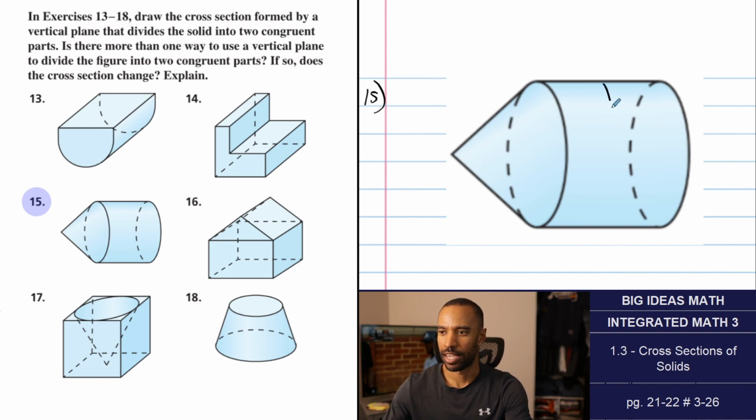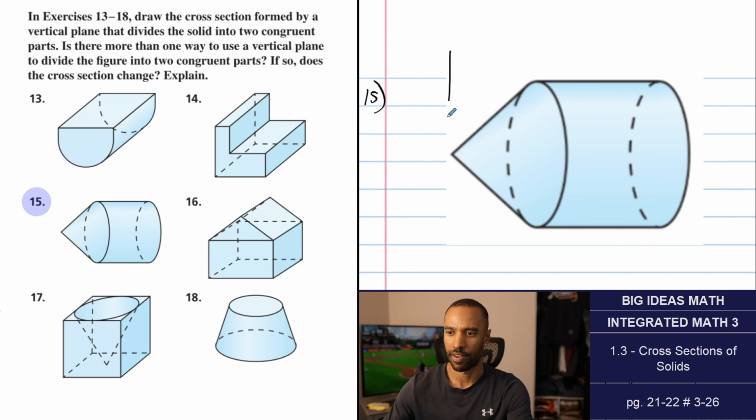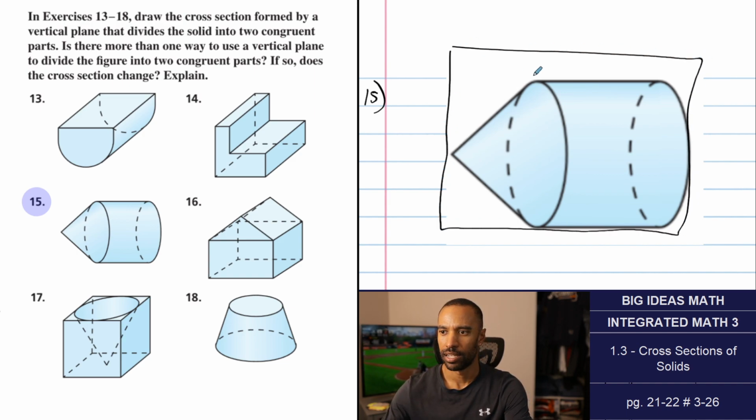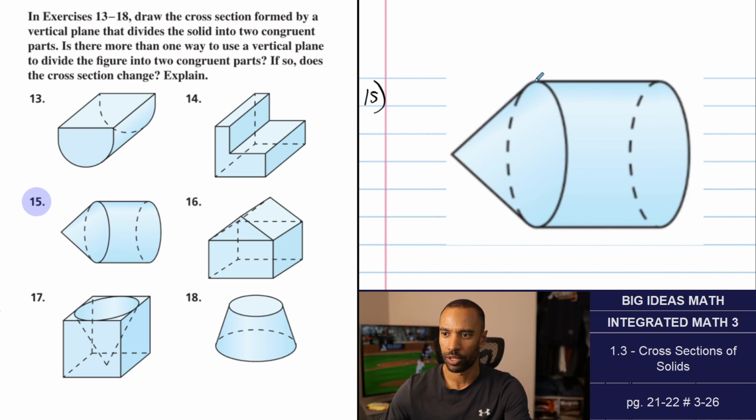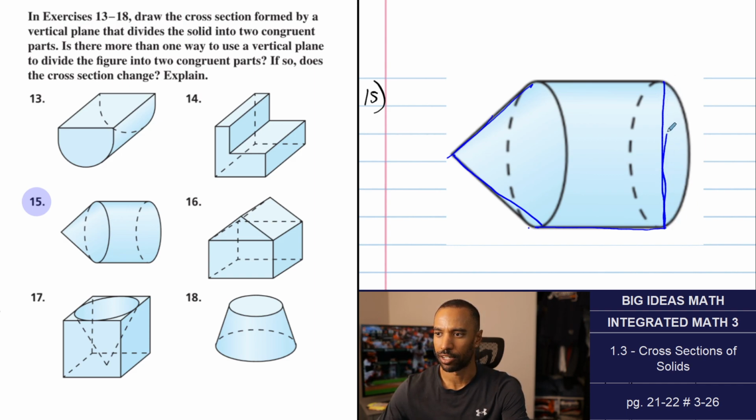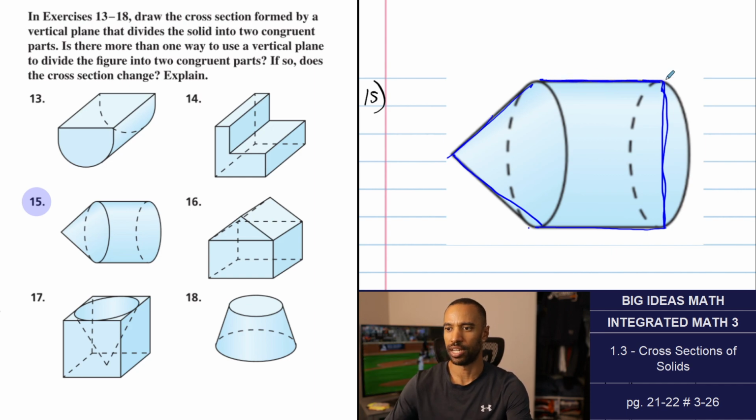See, if I cut through here, that doesn't make this part congruent to that part. The only way is if I cut this way, right? Cut this way so that I'm literally looking at this aspect of this cross section right here. Just this triangle mixed with this rectangle. Remember, when I cut vertically this way, that ends up being a rectangle right there. So there's my cross section, and it divides the front with the back evenly.